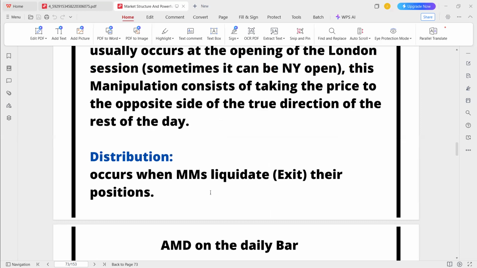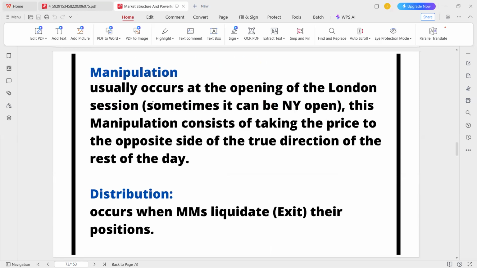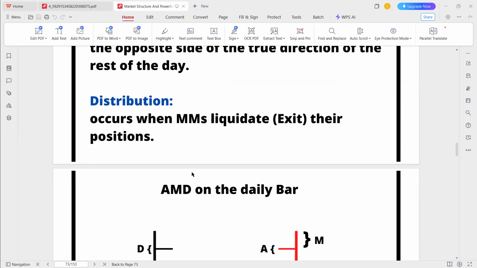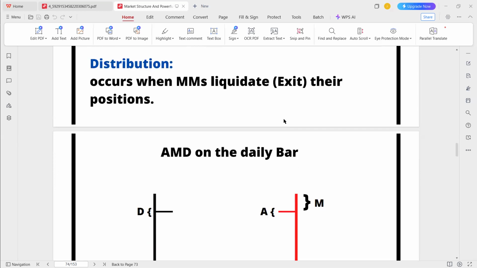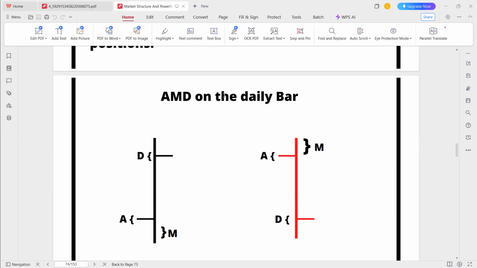So manipulation occurs at the opening of the London session. Sometimes it can happen in New York. This manipulation consists of taking the price to the opposite side of the true direction of the rest of the day. Then we go to the distribution. Distribution occurs when market makers liquidate or exit their positions. So AMD on the daily bar.